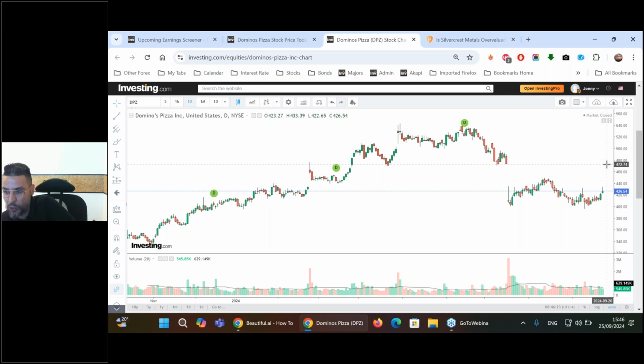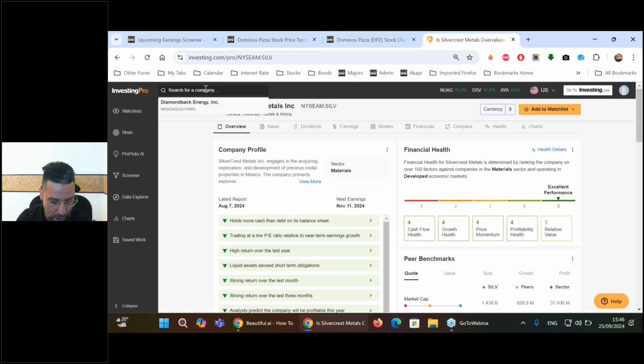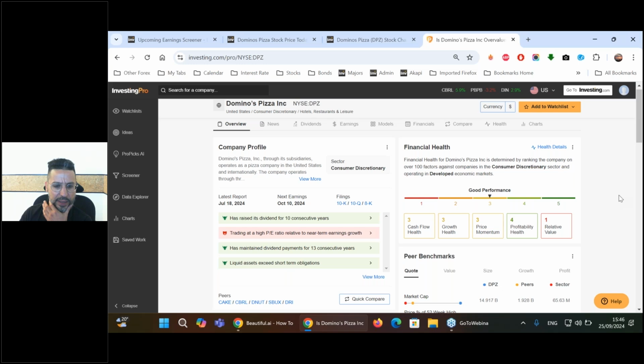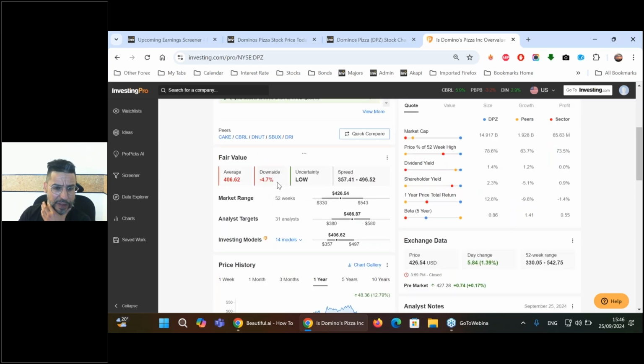Now that interest rates are coming back down a bit, recession fears are fading. So Domino's Pizza could be a name which makes that rebound, bounces back. Let me pull up the fair value on this name. So again, fairly valued, 5% downside.